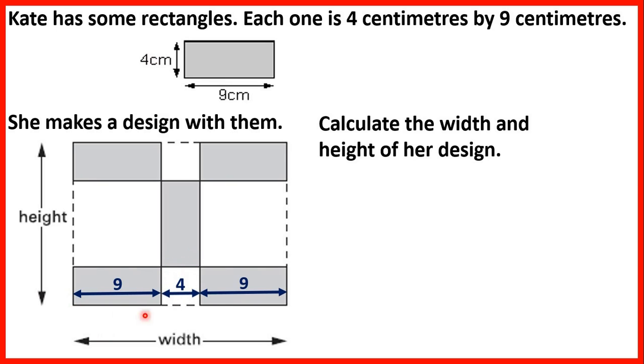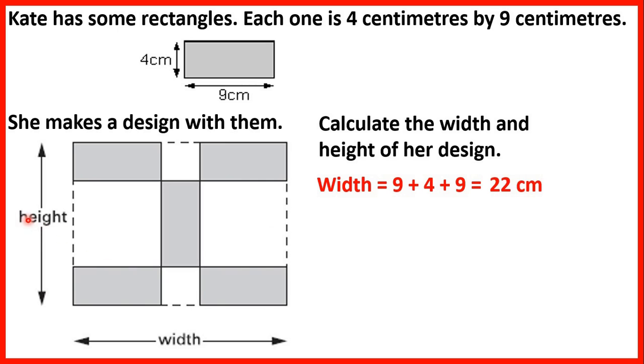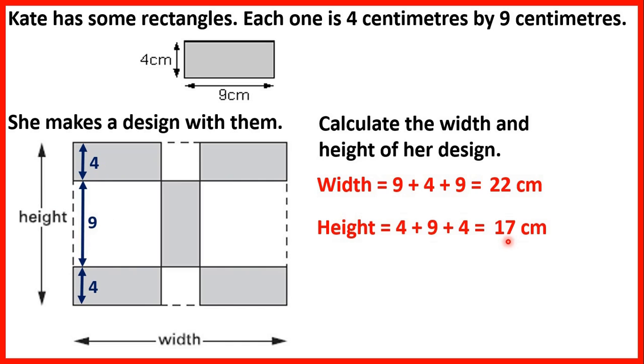So to calculate the total width, we can work out 9 plus 4 plus 9, so the width is 22 centimetres. And now for the height, we can see that we have 2 widths of a rectangle, so that's 4 and 4, and we have 1 length, which is 9. So to work out the height, we have 4 plus 9 plus 4, so that's 17 centimetres.